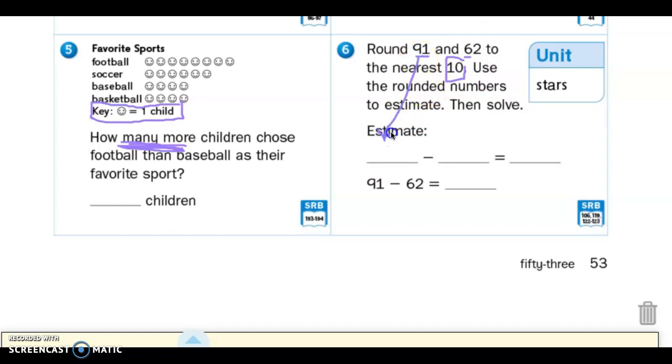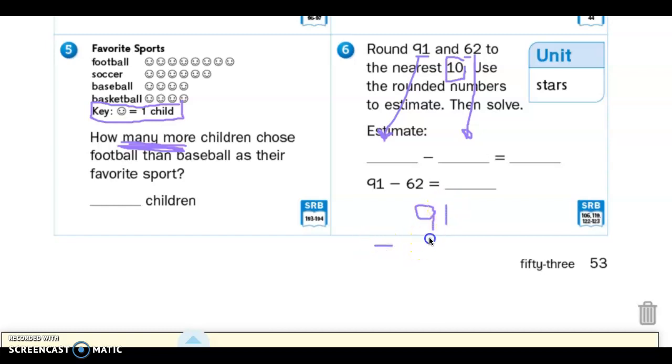So there. Our estimate is going to come from rounding numbers. Round 91 to the nearest 10. Round 62 to the nearest 10. And then what's your answer? Then it wants you to actually solve it. We had some tricky ones today.